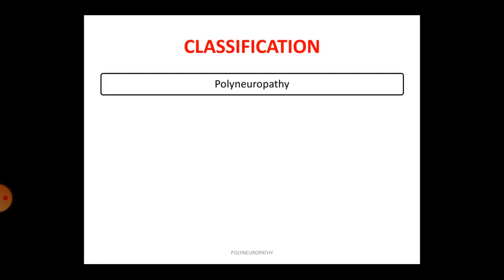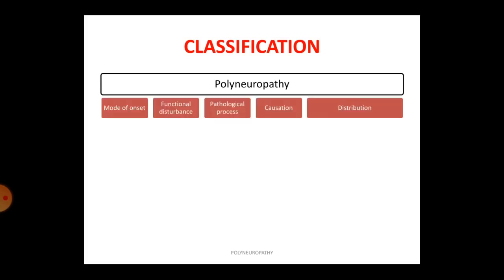Now, classification of polyneuropathy is based on many domains. So, which are these domains? Domains are mode of onset, functional disturbance, pathological process, causation, that is nothing but etiology, and distribution of polyneuropathy. Let us start with mode of onset. Depending on mode of onset, it is classified as acute, subacute, and chronic.